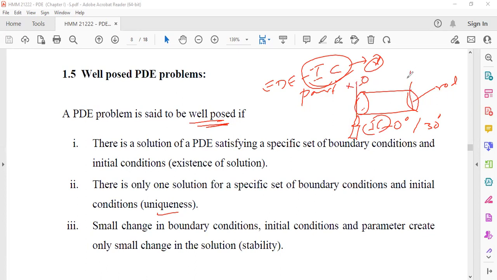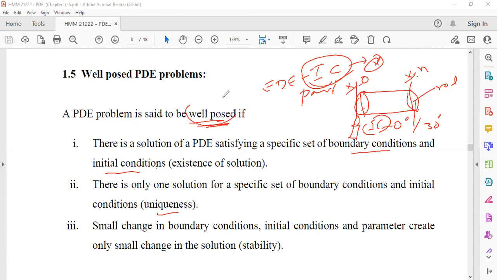For example, let's say at x equal to n, what is the heat? Here, what is the heat? Like that, we call it a boundary condition. We can see that in our later part. So there are two things involved here: boundary condition as well as initial condition to get our particular solution.